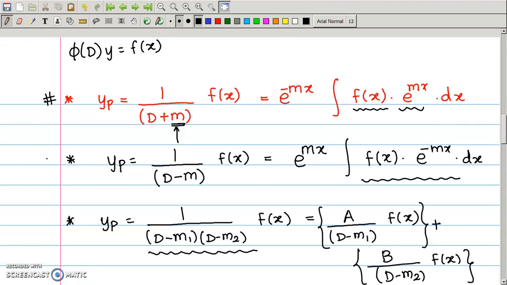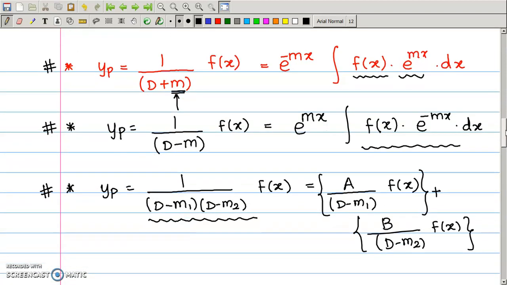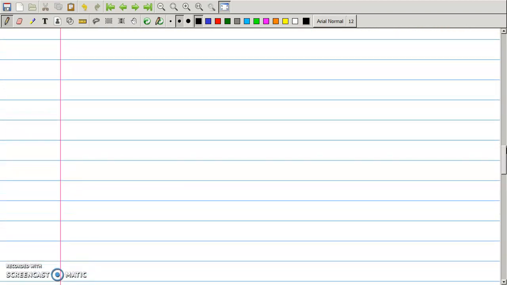Using these two formulas, we can find the required value for particular integral, and we use the method of partial fraction for separating the two terms in the denominator. So this is the general method. Let's take one example to solve.